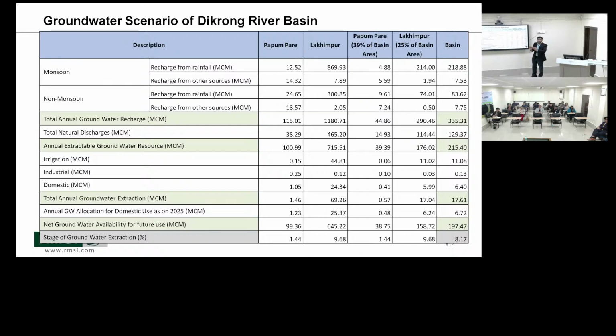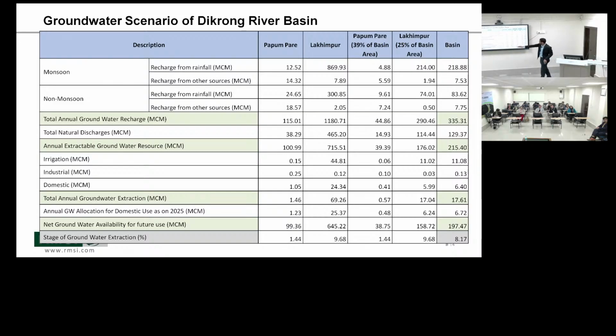Because we cannot access it, even though they've also made the calculation based on the administrative boundary, because groundwater doesn't have any administrative boundary. But they need to somehow represent the data, so they've calculated based on administrative boundary. So for basin assessment for surface water or groundwater, it was around 39% of the basin area covering, and then 25% in Lakhimpur.